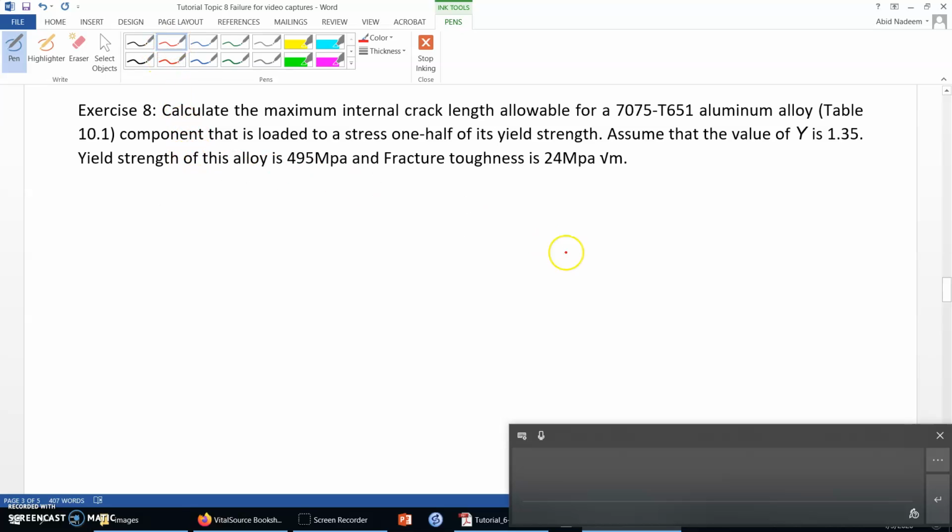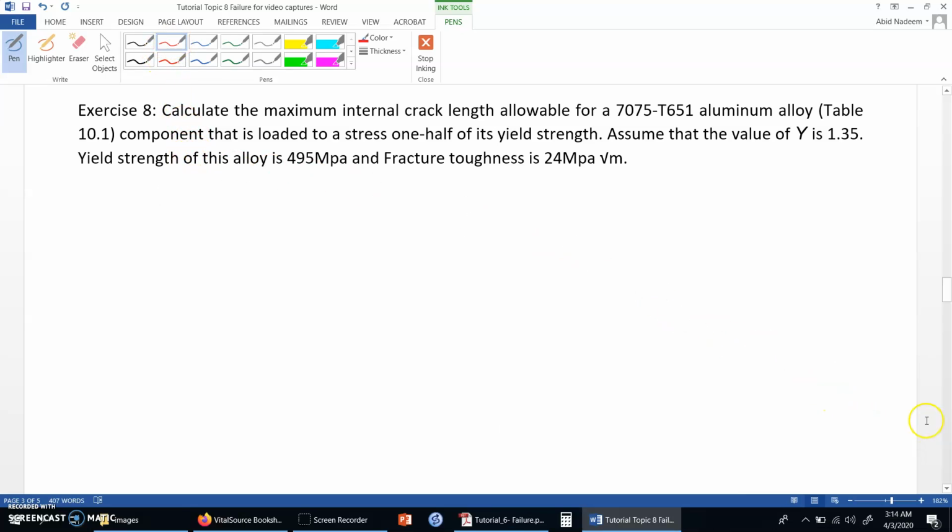Fracture toughness Kc is equal to Y sigma C square root of pi A.